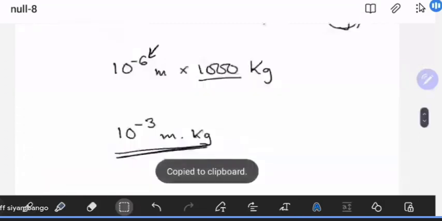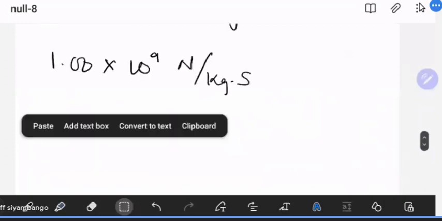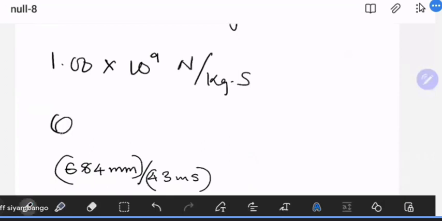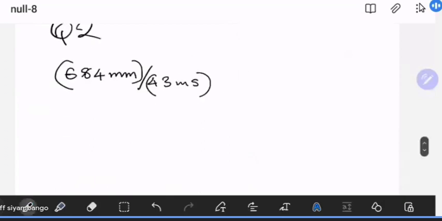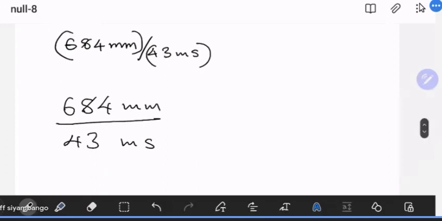So again, it's the same concept that is happening there. So that is 684 millimeter over 4 millisecond. Now, the conversion. First, I'll convert the millimeter to meter. So I know to say in every 1 meter, so I'm going to meter, so how many millimeters are there? So how many millimeters make a meter?